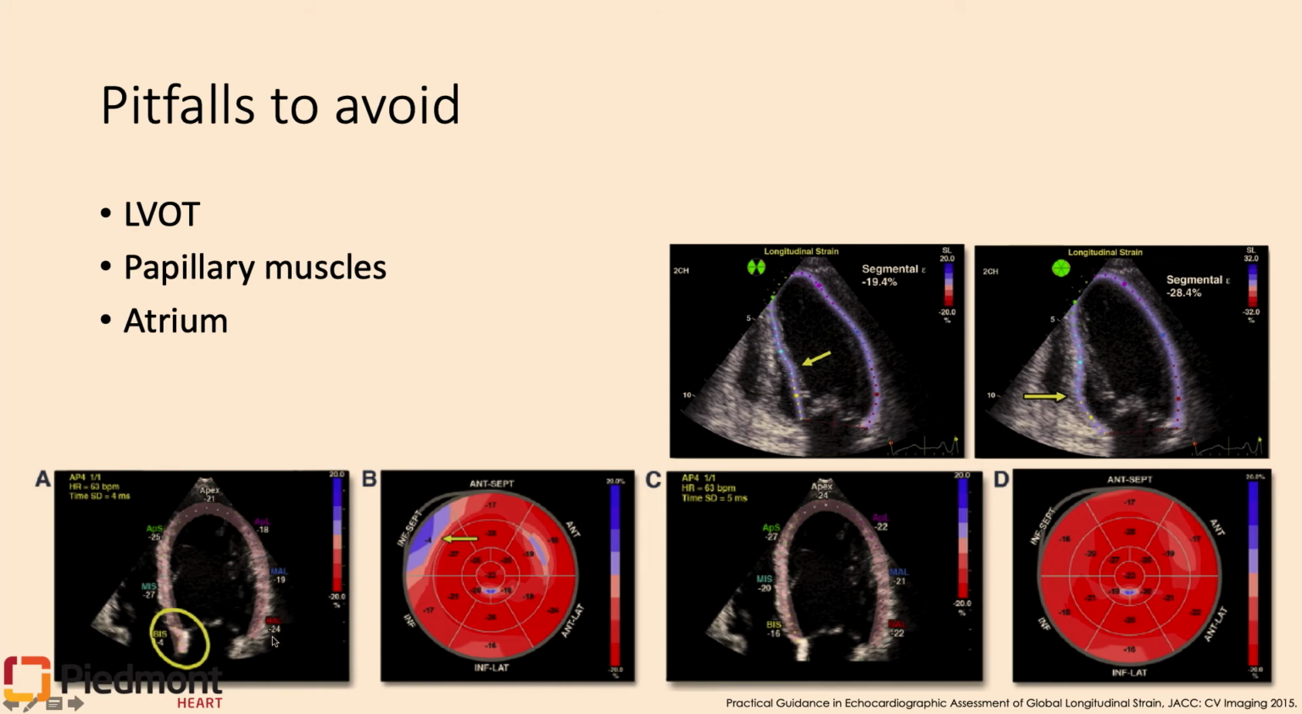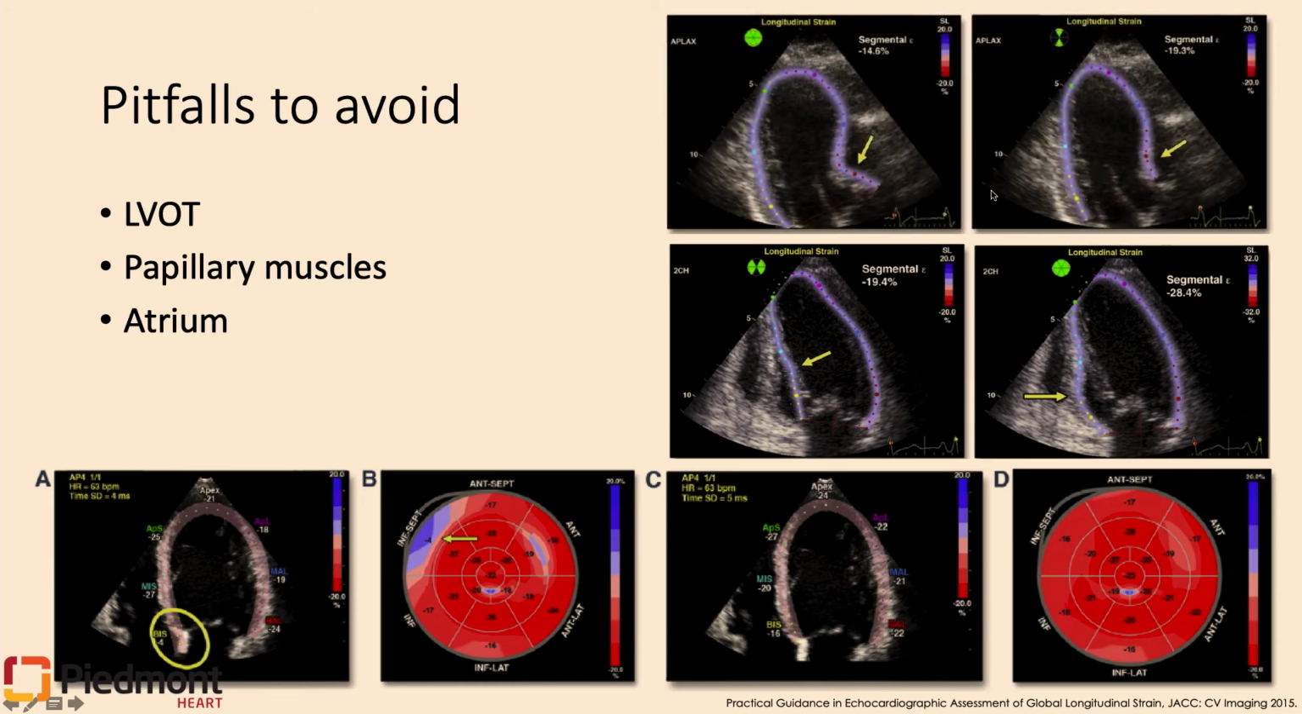The tracking should end at the annulus, where the leaflets of the mitral valve are inserted, and so coming up into the atrium caused this significantly abnormal basal infraseptal strain pattern that, when corrected, looks much more normal now.